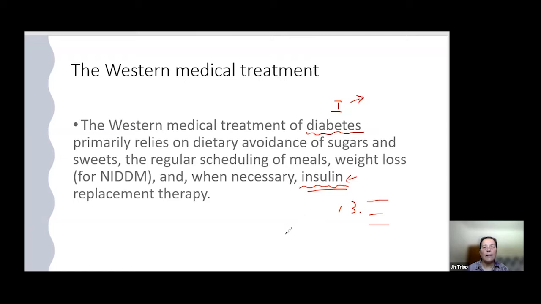Other cases, especially type 2 kind of patient, their pancreas beta cells can still secrete insulin, but the body couldn't use it properly. So for that kind of patient, insulin injection is not really working because the body couldn't use it. So basically, the more important aspect is to control the food they eat.